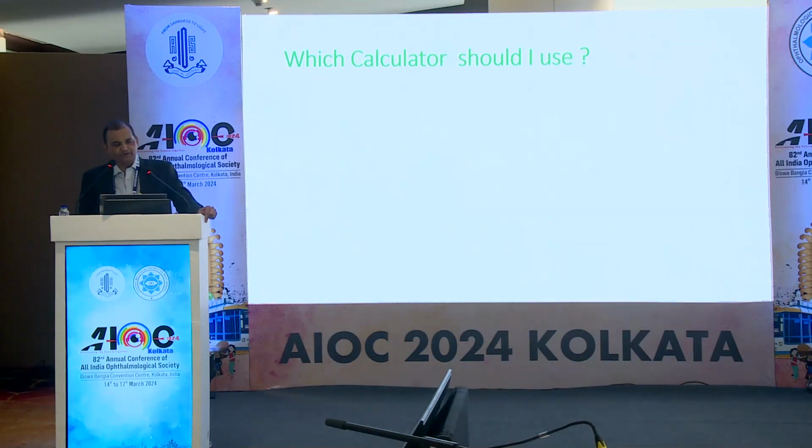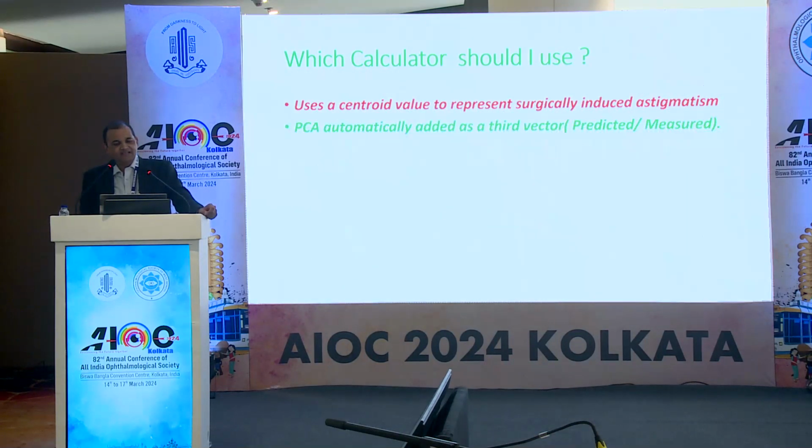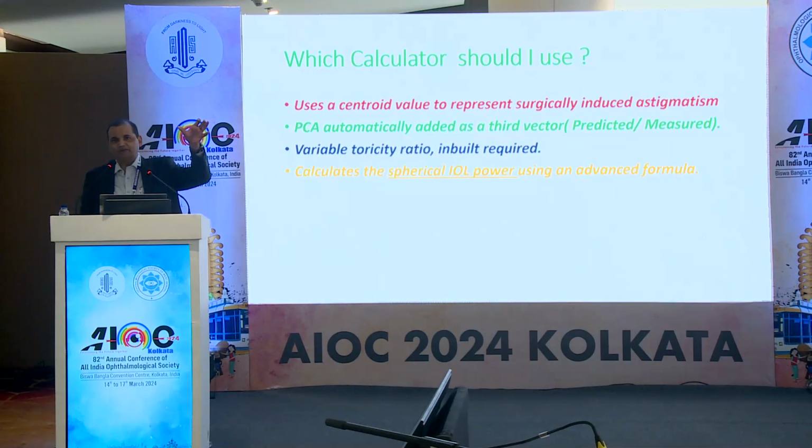When you are selecting the toric calculator, it should use the centered value to represent the SIA value, incorporate the PCA automatically, whether it is a predicted one or a measured one, consider the variable toricity ratio which is inbuilt, and lastly and foremost, it should calculate the spherical power using the advanced formula. Because whenever you go for any company's formula, suppose the Johnson toric calculator or the Alcon toric calculator, you have to get the spherical power from your optical biometry or your immersion scan. So you should have this kind of advanced formula incorporated in the toric calculator, so you don't have to get it from other instruments or older versions.